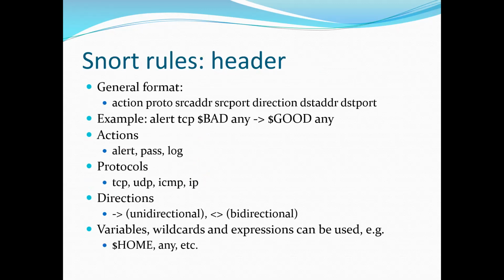The headers, so we can talk a little bit about the header. The general format is action, protocol, source address, source port, direction, destination address, destination port. An example is alert TCP bad any, direction good any. The options are alert, pass, or log. The protocols, as you know, are TCP, UDP, ICMP, and IP. The directions can be bidirectional or unidirectional. And then the variables can be variables, wildcards, and expressions. You can see there, any, or a variable such as home that you need to define.